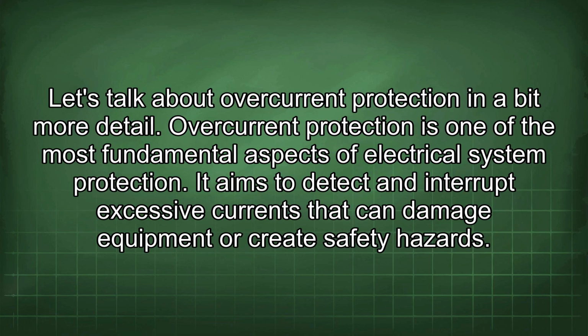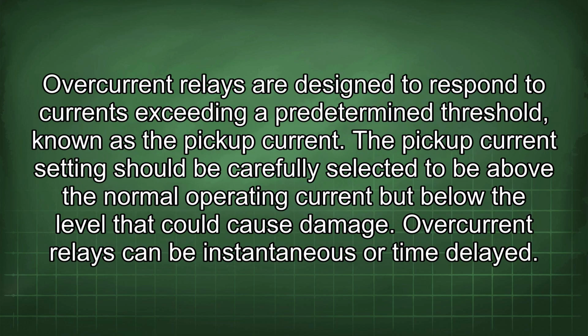Let's talk about overcurrent protection in a bit more detail. Overcurrent protection is one of the most fundamental aspects of electrical system protection. It aims to detect and interrupt excessive currents that can damage equipment or create safety hazards. Overcurrent relays are designed to respond to currents exceeding a predetermined threshold, known as the pickup current. The pickup current setting should be carefully selected to be above the normal operating current, but below the level that could cause damage. Overcurrent relays can be instantaneous or time-delayed.